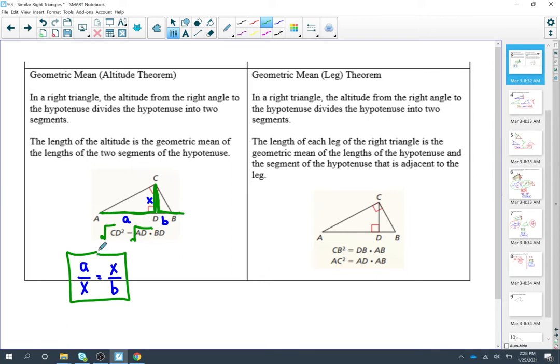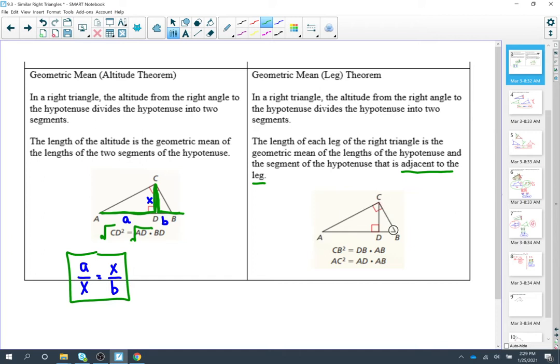The other one is the geometric mean leg theorem. The first one was the altitude theorem; this is the leg theorem. When we're talking about a leg, we're talking about the leg over here, or the leg over here. In a right triangle, the altitude from the right angle to the hypotenuse divides the hypotenuse into two segments. The length of each leg of the right triangle is the geometric mean of the lengths of the hypotenuse and the segment of the hypotenuse that is adjacent to the leg.